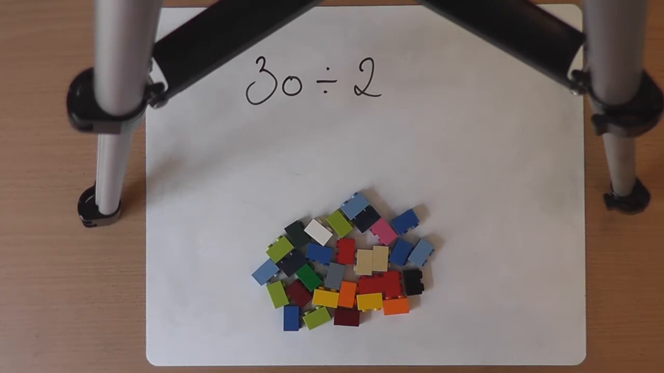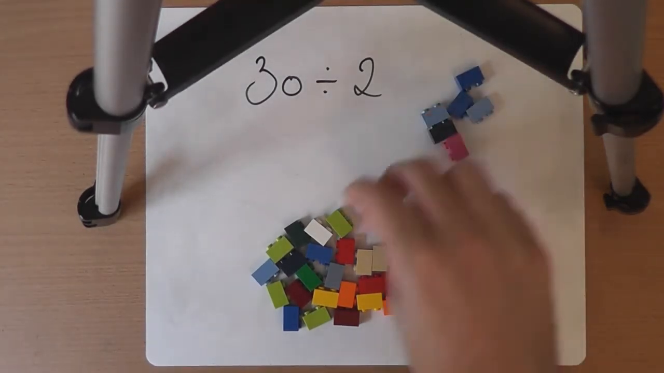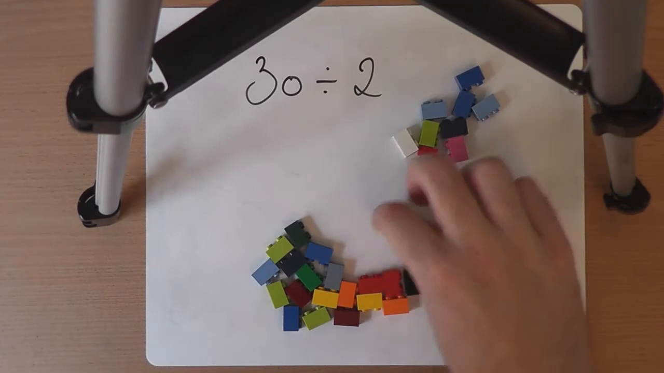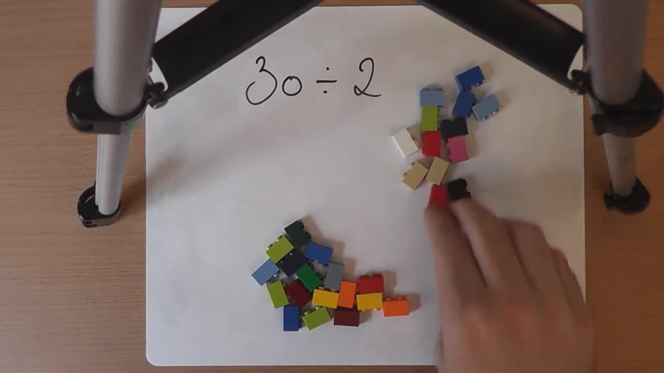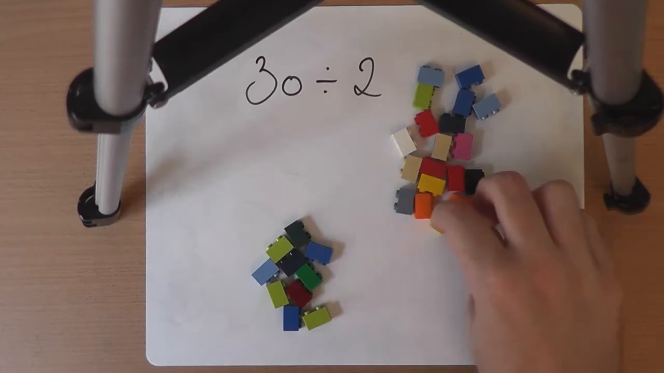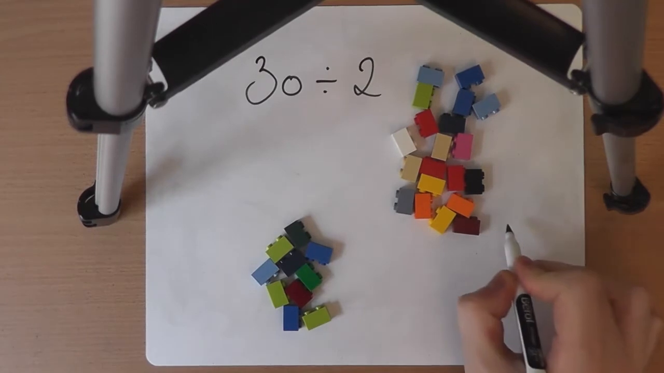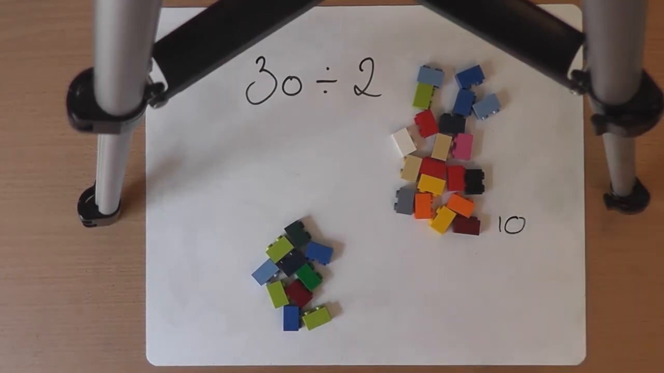A really easy fact that we know is that 10 lots of 2 is 20. So why don't we take 20 out? 1, 2, 3, 4, 5, 6, 7, 8, 9, 10, 11, 12, 13, 14, 15, 16, 17, 18, 19, 20. And what's the advantage of doing that? Well, because we know in that 20 there are 10 lots of 2.